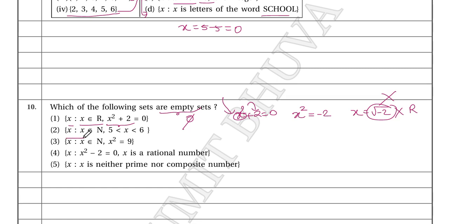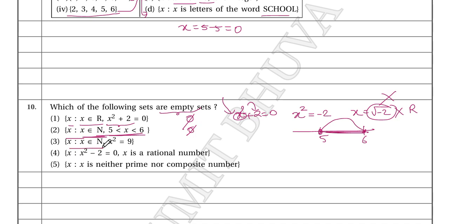Second, x such that x belongs to natural numbers where x is between 5 and 6. Is there any number between 5 and 6 in the natural numbers? Natural numbers means 1, 2, 3, 4, 5. So after 5, directly 6 will come. There is no number between 5 and 6 in the natural numbers. So this is also an empty set.